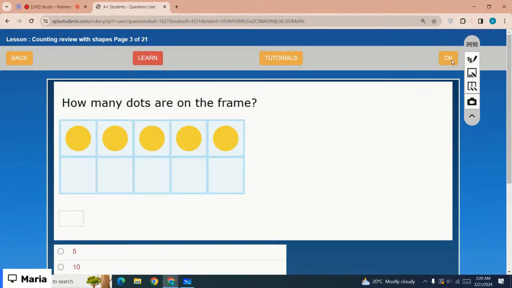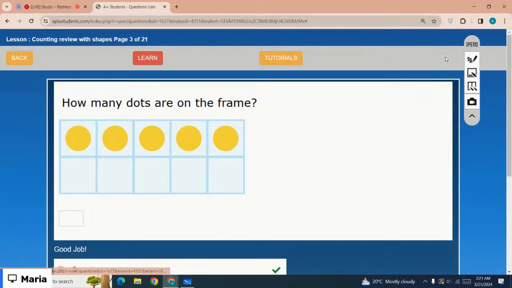How many dots are on the frame? The correct option is there are only 5 dots. The correct option is 5.